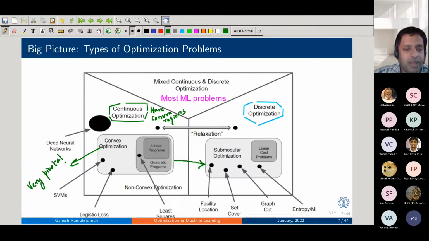But I will not be treating convexity in too much detail. I'll be referring you to some of my previous years' lectures as and when required. But I'll give you all the intuitions required for this course. We'll see examples of convex problems such as support vector machines with hinge loss, logistic loss, and logistic regression, least squares we've all seen. Submodular optimization, we saw some examples: facility location, set cover, graph cut, and entropy and mutual information.